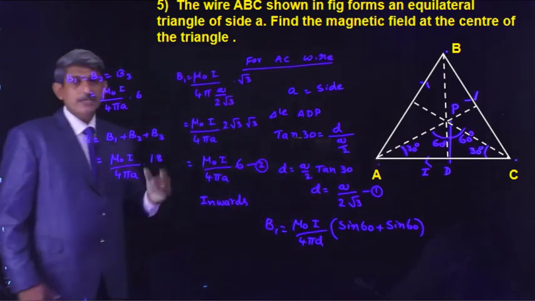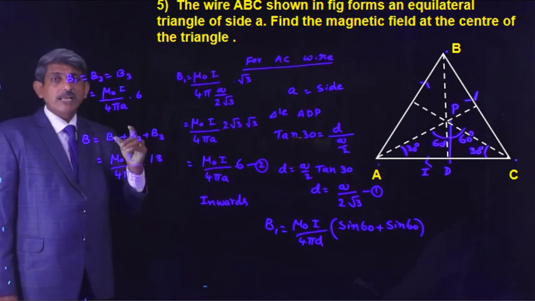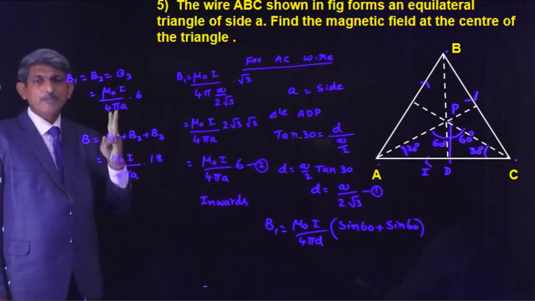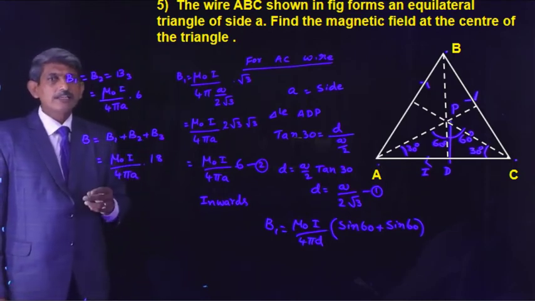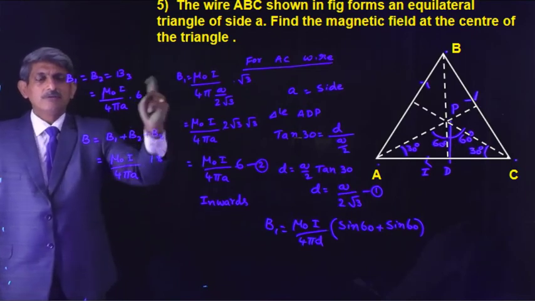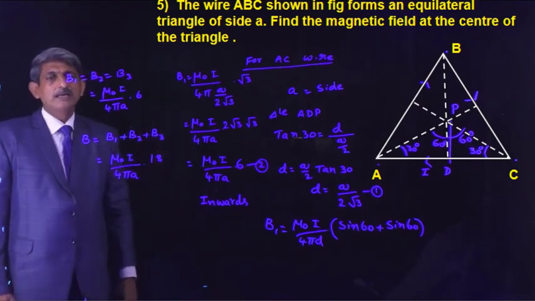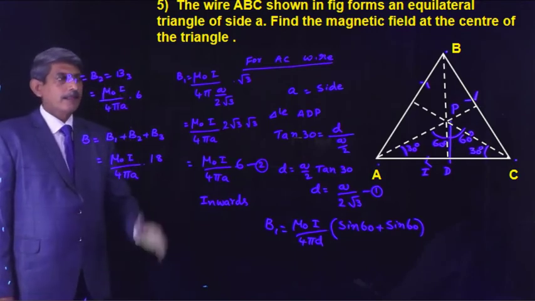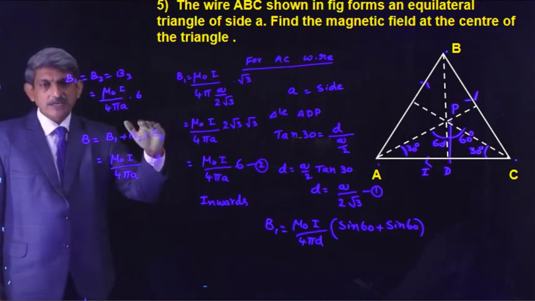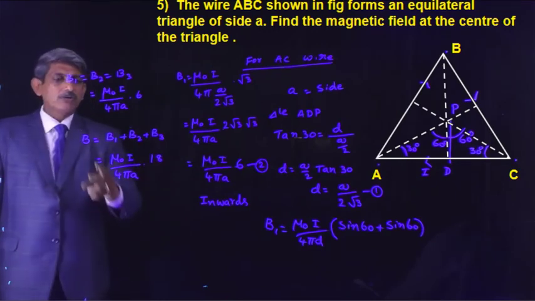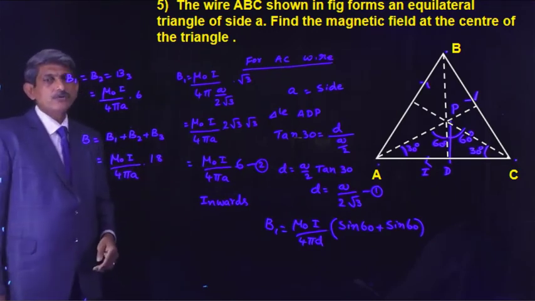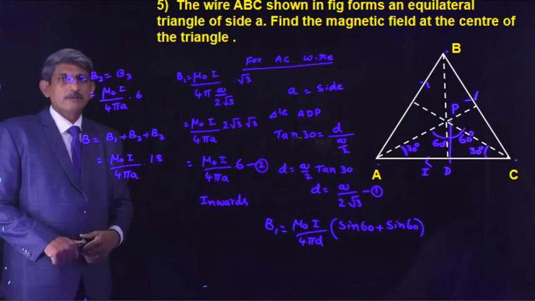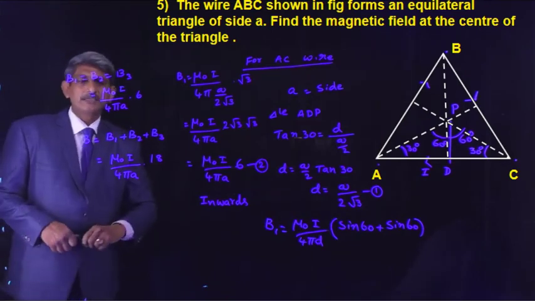Okay, so here the given triangle is divided into 3 portions. First we calculate the magnetic field produced by one side of the triangle. After that it is extended to the remaining two sides also. Because all the magnetic fields are entering into the board, the total magnetic field is given by the formula B is equal to B1 plus B2 plus B3. So this magnetic field is also acting inwards.